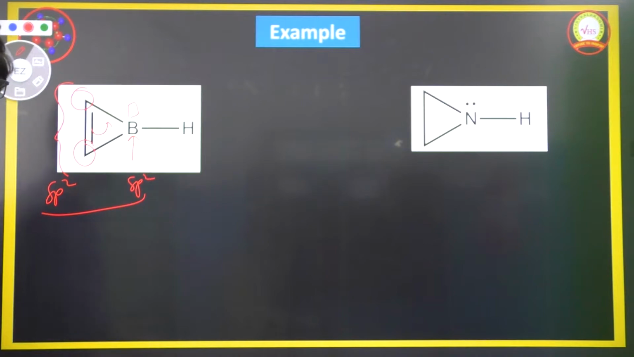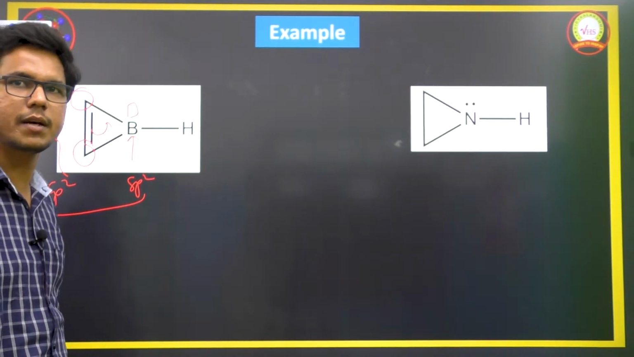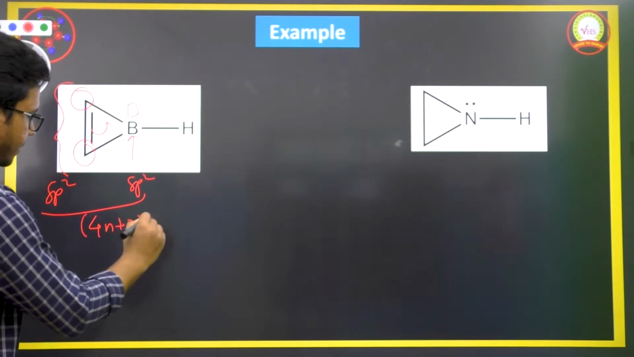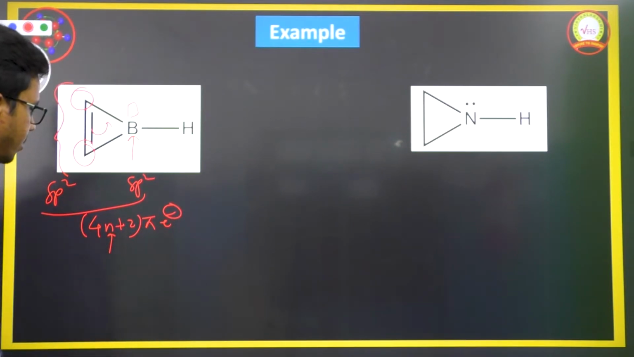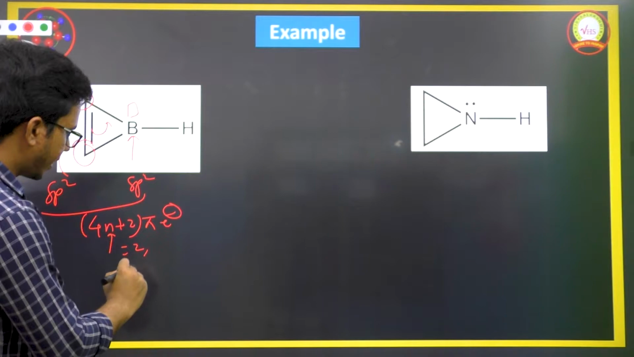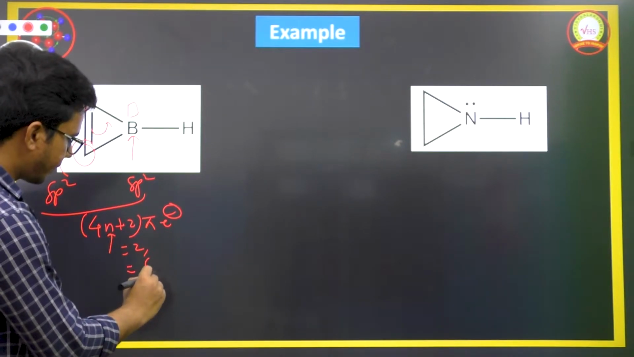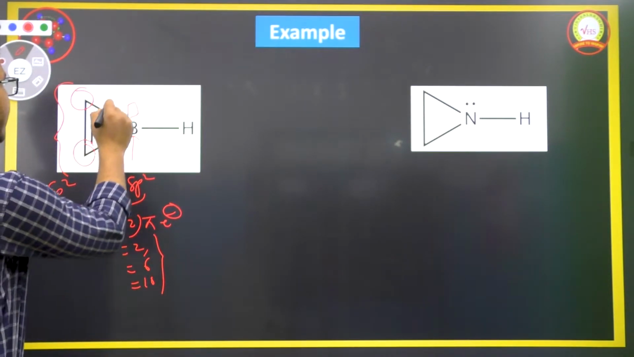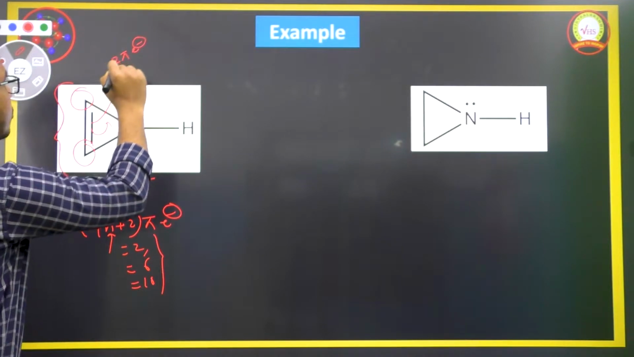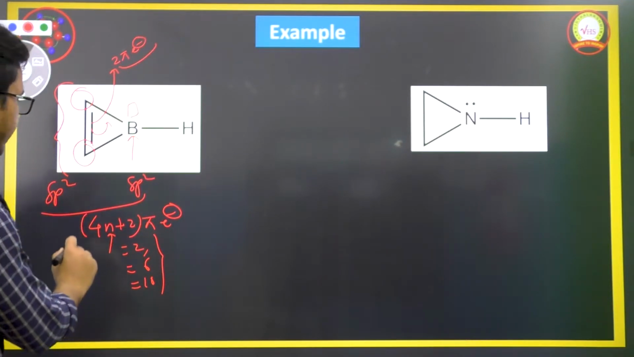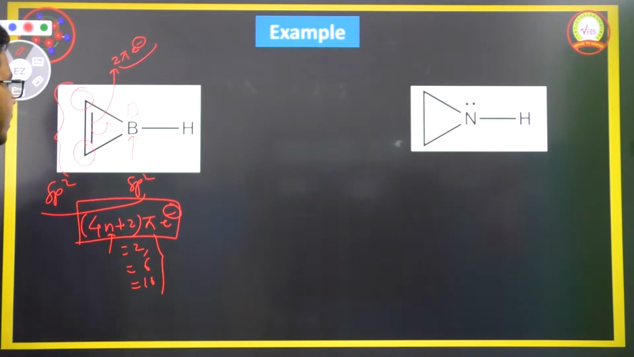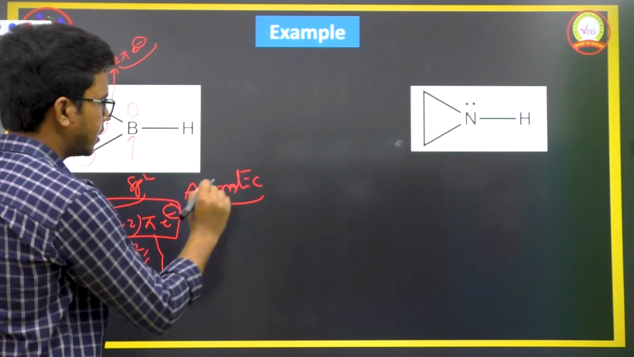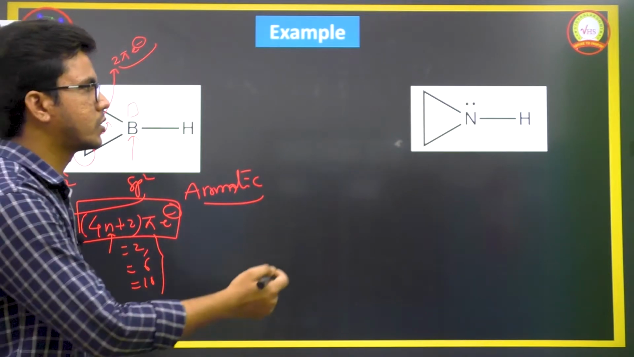Let us see which rule it is obeying: the 4n plus 2 pi electron system or the 4n pi electron system. Let us take the 4n plus 2 pi electron system. If n is 0 we get 2, n is 1 gives 6, n is 2 gives 10, and so on. Here only one pi bond is there, which means 2 pi electrons. It satisfies all the conditions, including Huckel's rule, so this particular compound comes under aromatic compound.